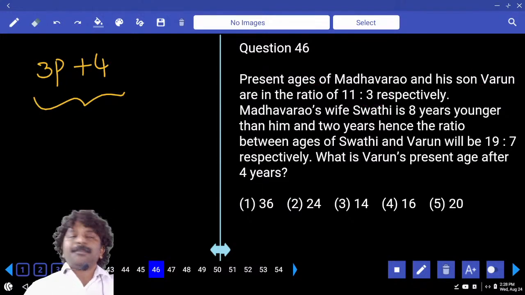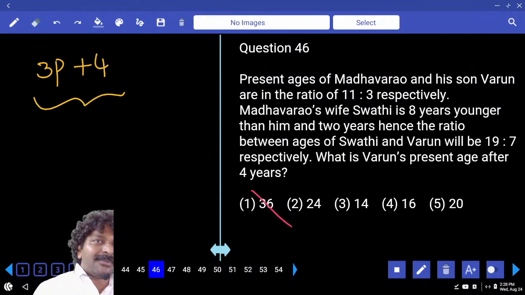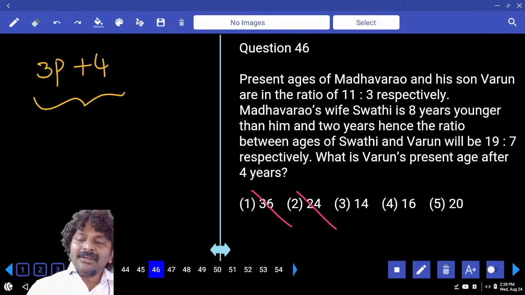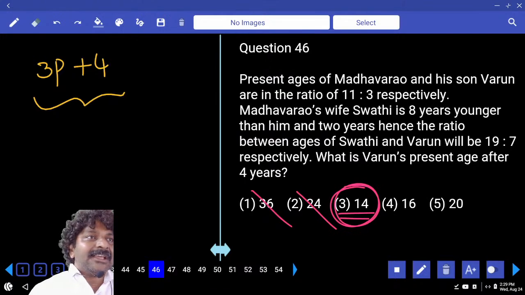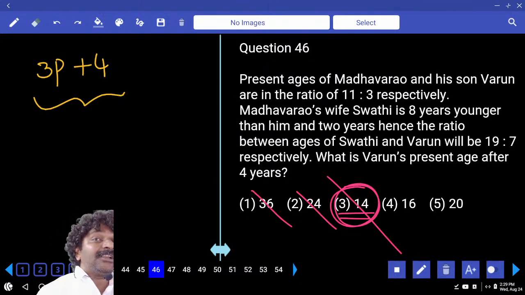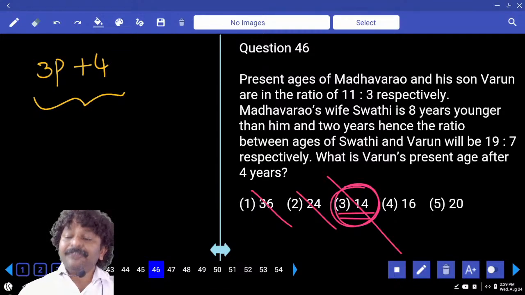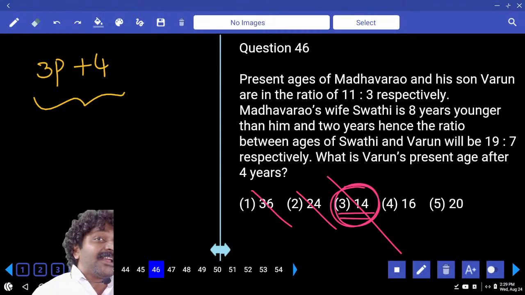No. Go to the options. The first option, a multiple of 3, can never be the answer. The second option, a multiple of 3, cannot be the answer. Now the third option: is it in the form of 3 parts plus 4? If you subtract 4, you get 10. Is 10 a multiple of 3? This cannot be your answer. Fourth option: from 16, if you subtract 4, you get 12. Is that a multiple of 3? That may be your answer. Fifth option: if you subtract 4, you get 16. Is 16 a multiple of 3? No. So the fifth is eliminated. Fourth is the final answer.